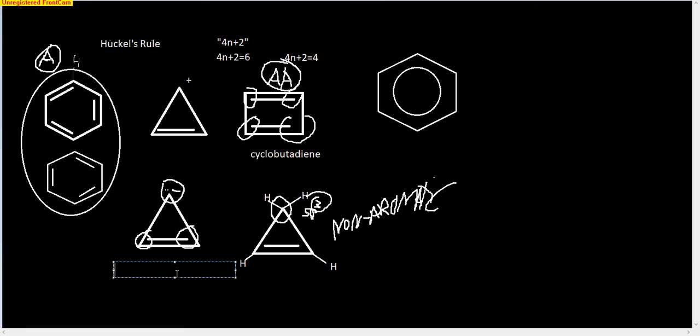So let's do our rule. 4n plus 2 equals 4. 4 minus 2 is 2. 2 over 4 is 1/2. And if that was 3, it wouldn't have worked either. So this is anti-aromatic.